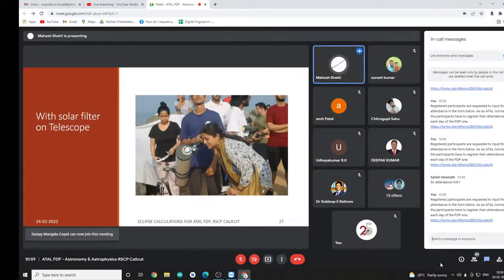You need to be specially careful because even though the solar filter fits nicely, sometimes, because of the wind or because somebody becomes careless, it may just fall off. Imagine a person is watching, he will be able to see the entire bright sun, and it will surely damage his eyes permanently. So you need to take some special precautions. Extra precautions are always useful.